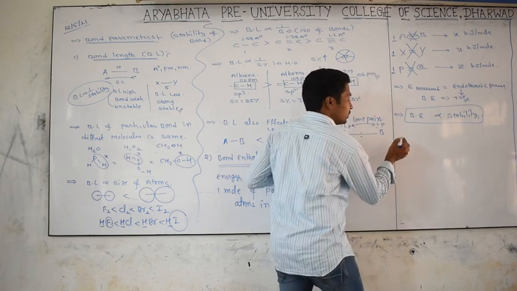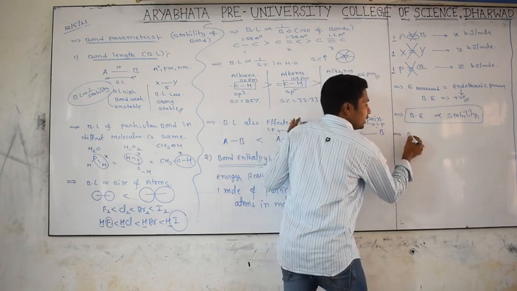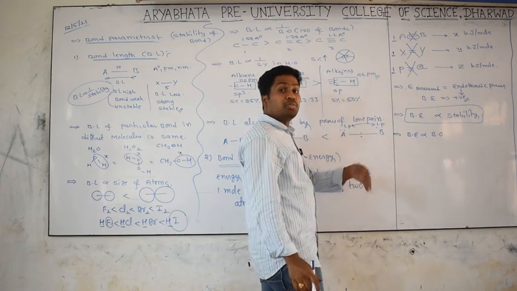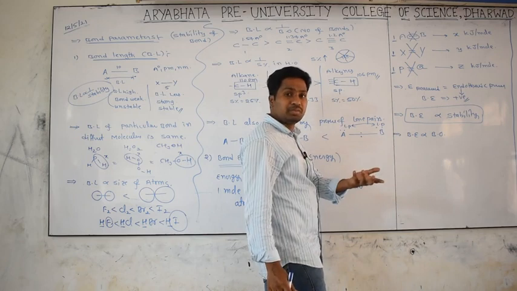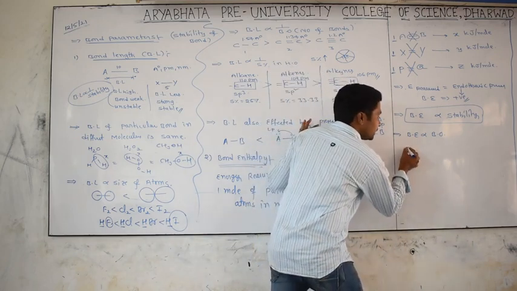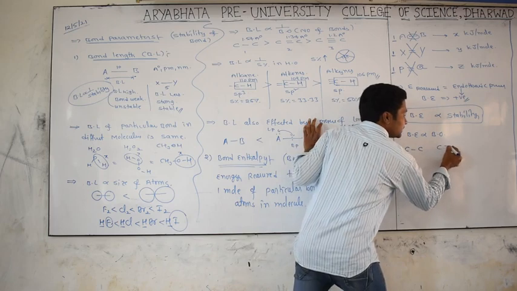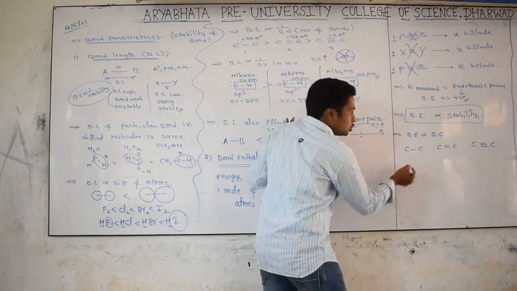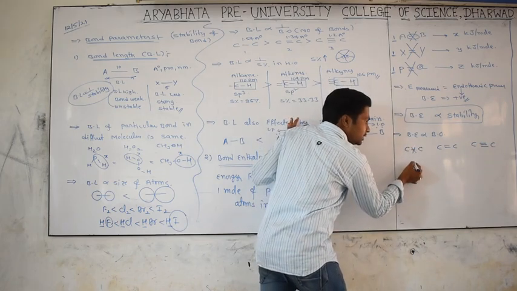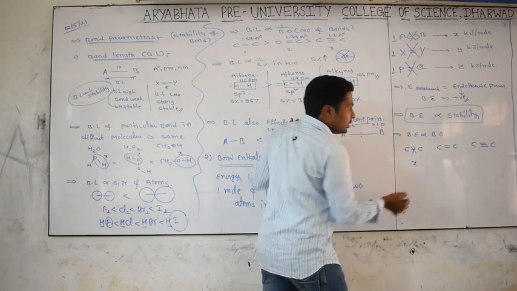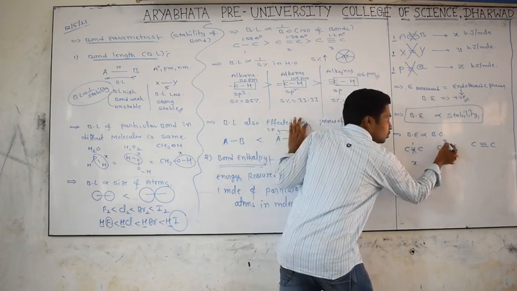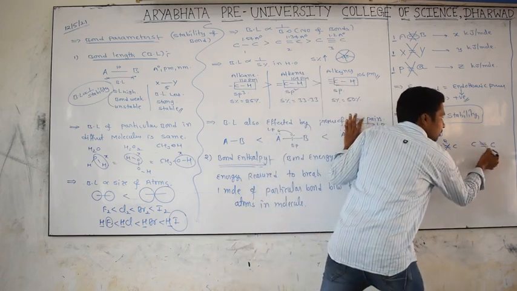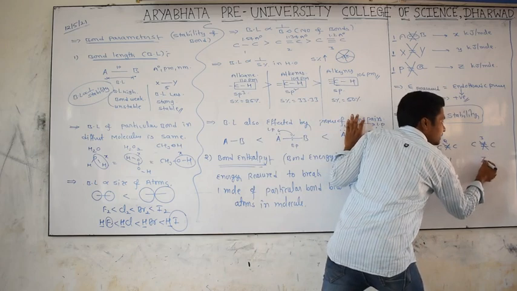Now I will tell you some important factors. Bond energy is directly proportional to bond order. Yes, more bonds, more energy. How is this? For example, in alkanes there is a C-C single bond, in alkenes C double bond C, in alkynes C triple bond C. To break the C-C bond, the required energy will be x kilojoules. Here bond order is 2. To break the double bond, the required energy will be y kilojoules. To break bond order 3, the required energy will be z.